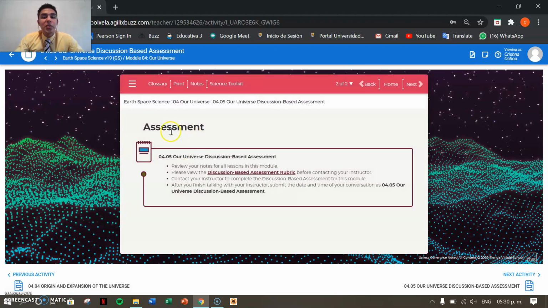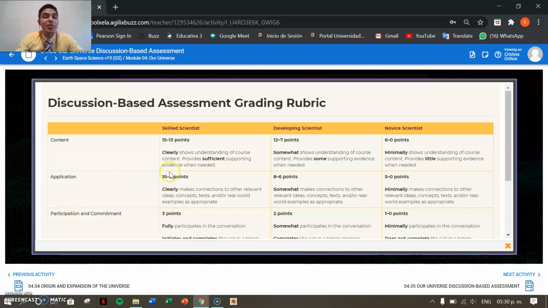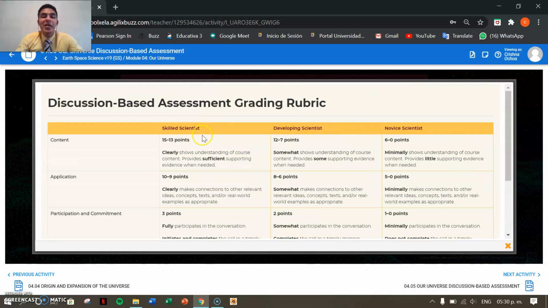In the next page, you are going to find the discussion-based assessment rubric. This is very important because this rubric is the one that I'm going to use to check your homework. So make sure to read each one of the concepts right here. Of course, you need to focus on skilled scientists. So if your representation or model meets all of the criteria right here, you are going to have a full grade. So let's go over it pretty quick. First of all, I'm going to check content. It clearly shows understanding of course content and provides sufficient supporting evidence when needed.